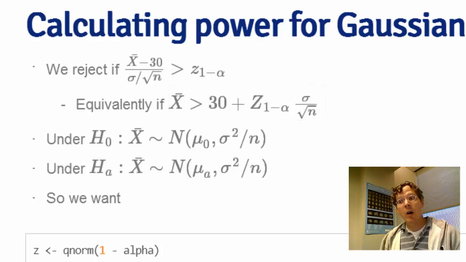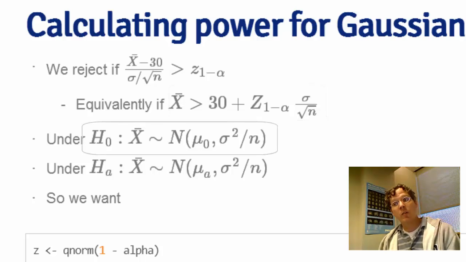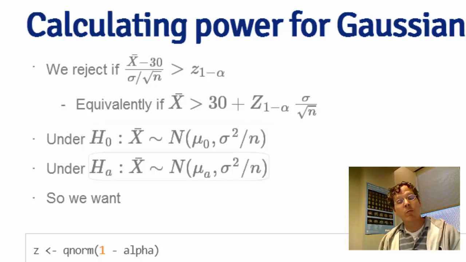Now notice, under the null hypothesis, x bar follows this distribution: normal with a mean equal to mu naught, in this case 30, and a variance equal to sigma squared over n. Under the alternative, it follows the same distribution. The only difference is instead of mu naught, we have mu a, where mu a is the value under the alternative.